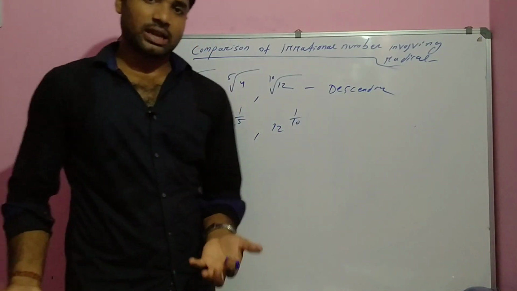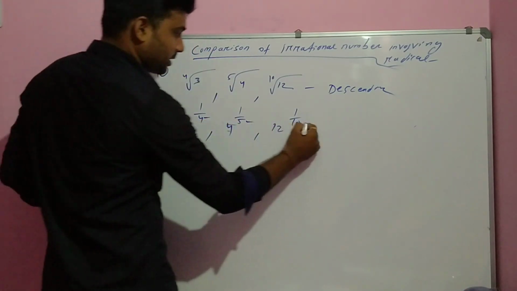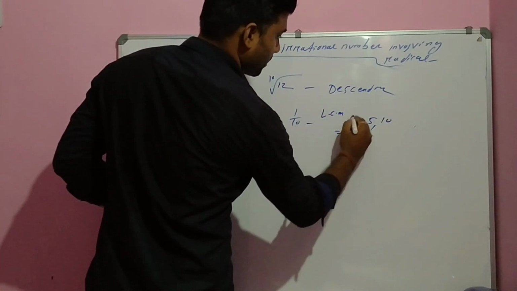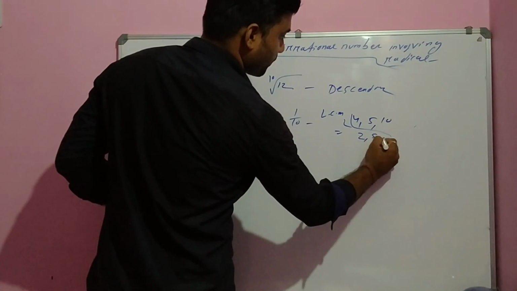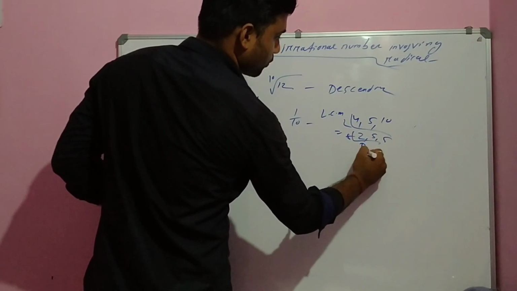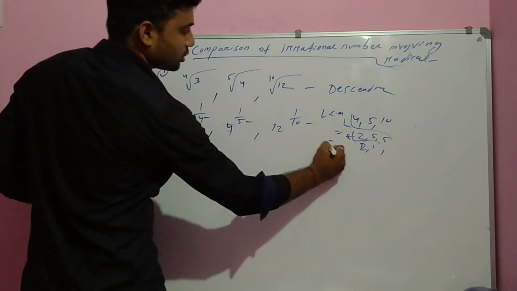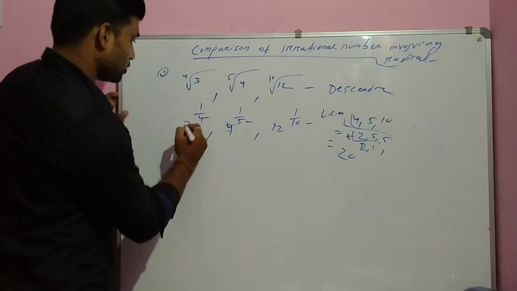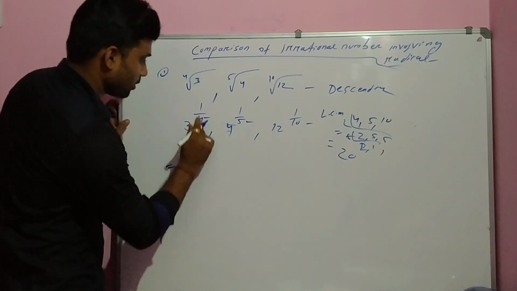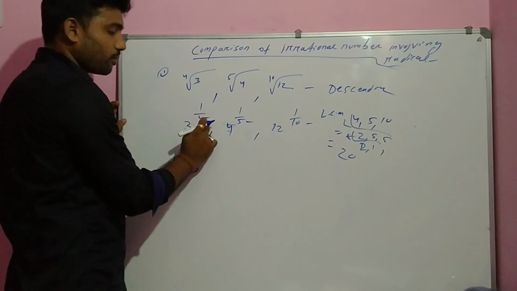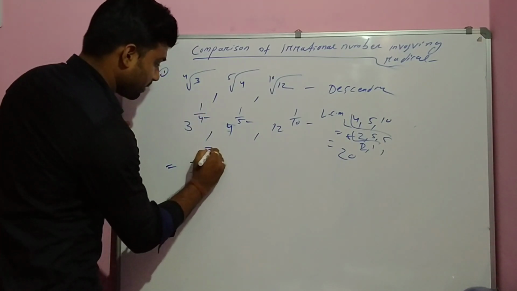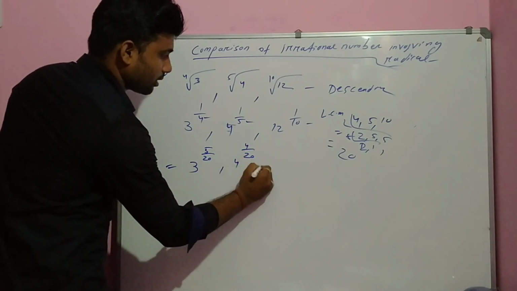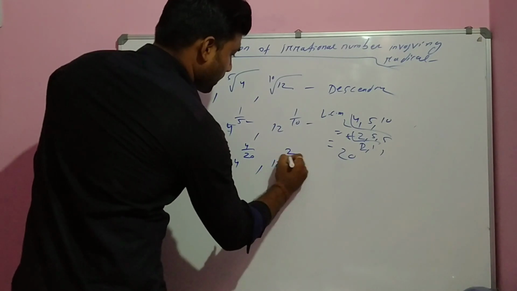You have to convert it to the same power. Take the LCM of 4, 5, 10. The LCM of 4, 5, 10 is 20. So it will be written as 3 to the power... if you multiply 5 in numerator and denominator, it will be 5 by 20. Then 4 by 20, and 2 by 20.